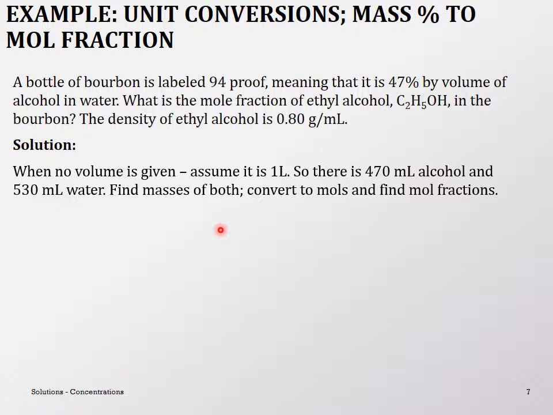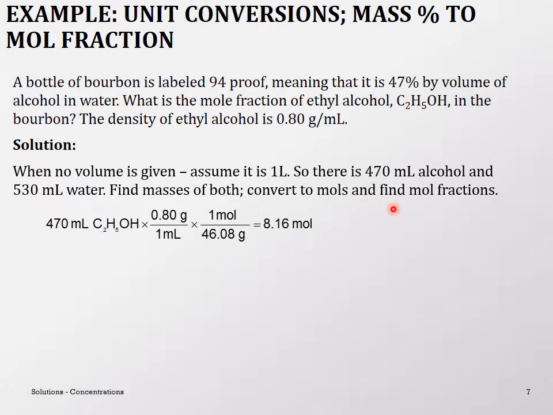All right, in any case, what we're going to have to do is calculate the mass of both. Why? We have to calculate the mass because we need to find the moles. You can't find moles from liquids, so you have to find the moles from the mass, which is grams, and that's where you need the density, to convert the milliliters into grams. And then we'll find the mole fraction.